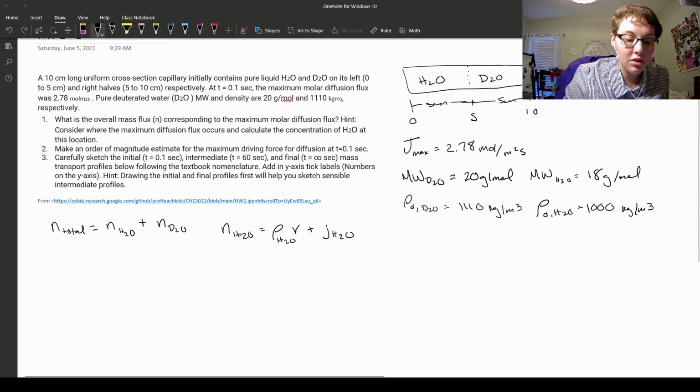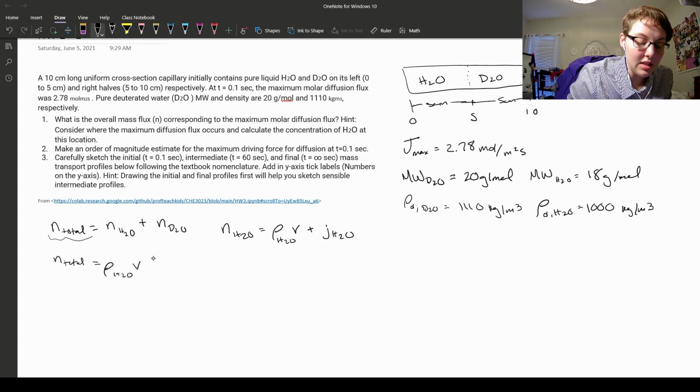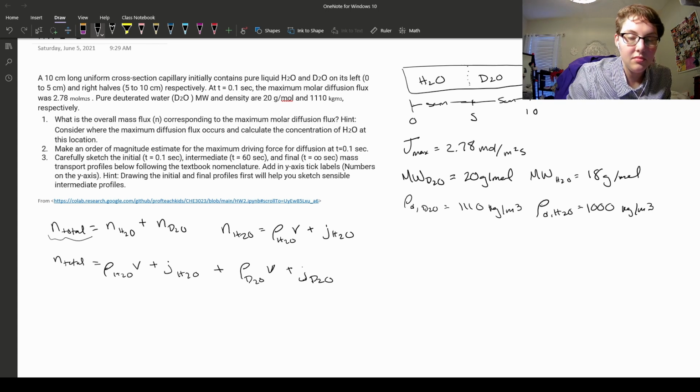Going ahead with that definition, we can substitute that in to give us the mass flux is equal to the mass concentration of H2O times the total mass velocity plus the mass diffusive flux of H2O, plus the mass concentration of D2O times the total mass velocity plus the mass diffusive flux of D2O.